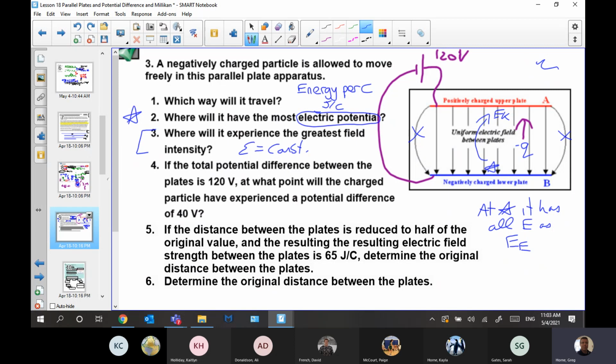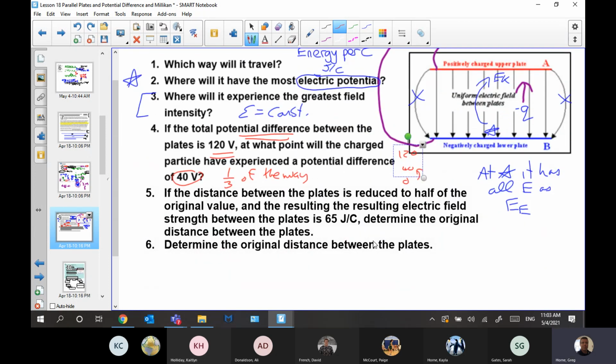everywhere. If the potential difference is 120, so now they're actually saying this. So they at least said it, but to me it should have been in the diagram, right? So if the electric potential difference is 120, then at what point will the charged particle have experienced a potential difference of 40 volts? That's just an understanding numbers thing. We're going from 0 to 120, and they're asking where it becomes 40. And you're like, a third of the way. 40, 80, 120, 4, 8, 12, right? So 1/3 of the way.